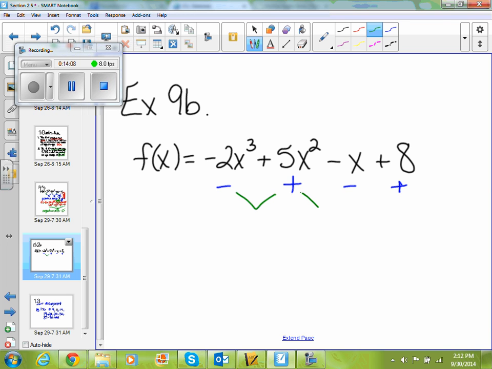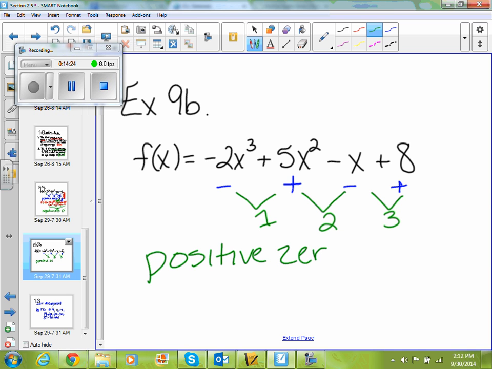So then if I group my sign changes, I go from negative to positive once, from positive to negative 2, and then negative back to positive 3. So I end up having 3 sign changes, which tells me that my number of positive zeros is either 3, or I have to keep subtracting 2, so then 1, because it's always less by an even number. Okay, so then I end up with 3 or 1 positive zeros.